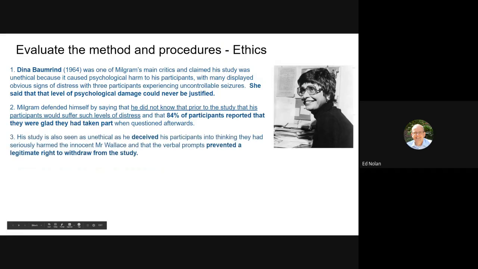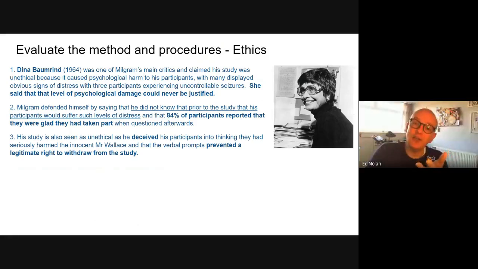This study has also been seen as unethical because of the deception. The participants had not given their informed consent to being part of a study on compliance and obedience. They didn't know that the electric shocks were not real. They didn't know that Mr. Wallace, the learner, was an actor. It was just riddled with deception, all the way from them choosing lots for who would be the learner and who would be the teacher. It was rigged, so the participant was always the teacher. So all of that deception made it unethical.